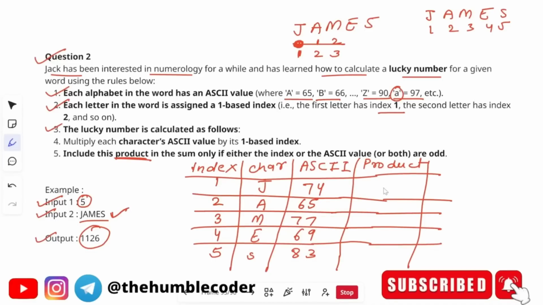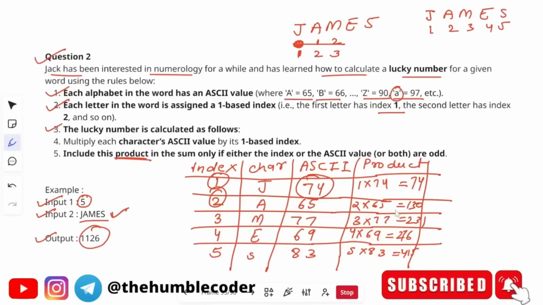Now in this one the product will be how much? 1 into 74. Why 1 into 74? Because 1 is the index value, 74 is the ASCII value. So the product is going to be 74. Similarly, next one is going to be 2 into 65, which is going to be 130. Next one we have is 3 into 77, which is going to be 231. Next up we have 4 into 69, which is going to be 276. Next one we have 5 into 83, which is going to be 415. Guys, pardon me for my bad writing, but I hope you can understand what I'm trying to convey here. It is a very easy problem, you just have to understand it.